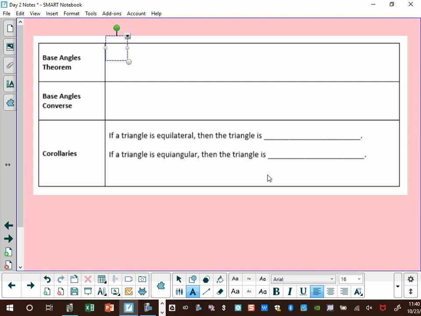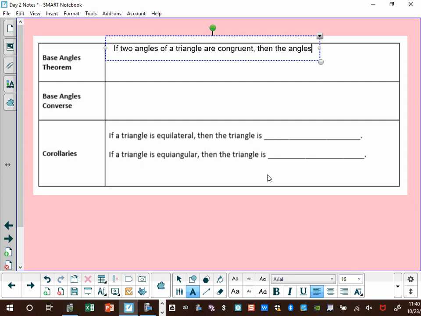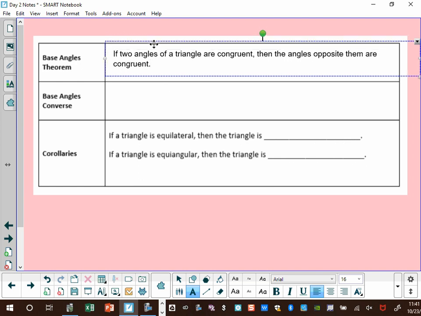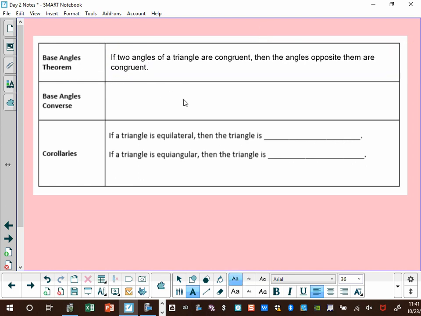So the base angles theorem is: if 2 angles of a triangle are congruent, then the angles opposite them are also congruent. So if 2 angles of a triangle are congruent, then the angles opposite them are congruent. And I'll draw a picture in a second.